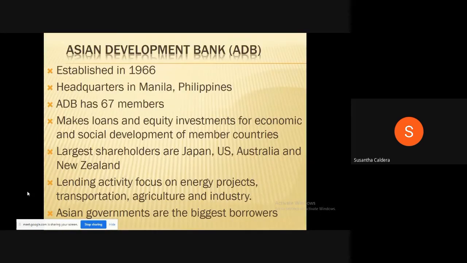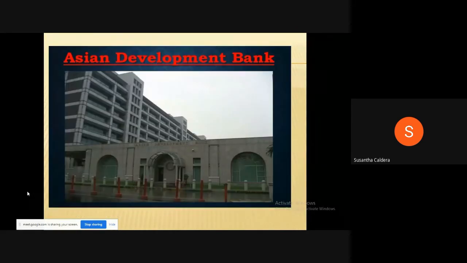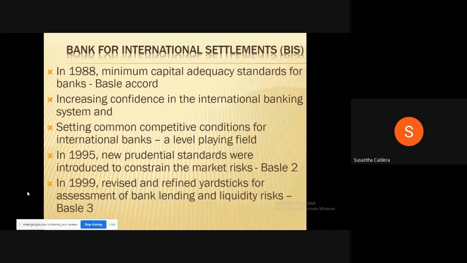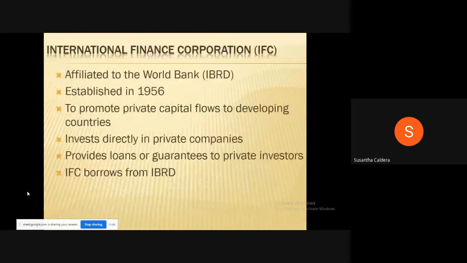Right. I think that we have covered quite a lot of organizations. We talk about ADB, then BIS, Bank for International Settlements, and important ones are World Bank, that's IBRD and IDA, and IFC, and IMF. Then we talk about the WTO and how WTO was born from GATT, right? Those were the international organizations which are supporting international trade operations, right?